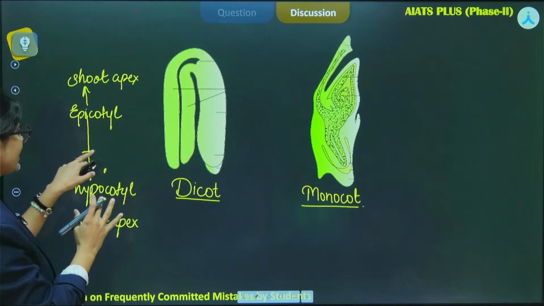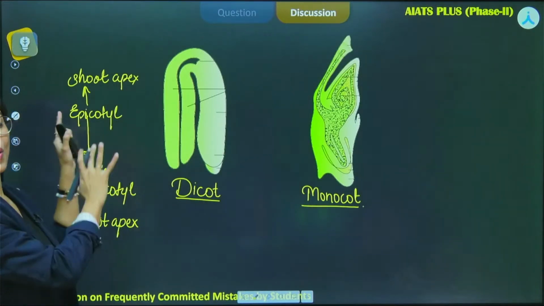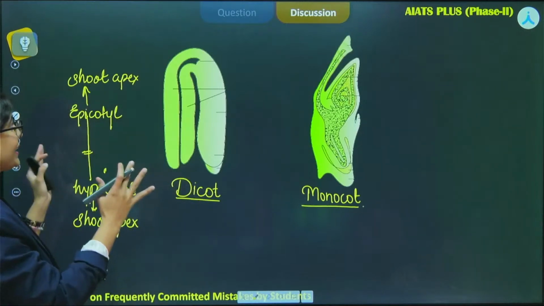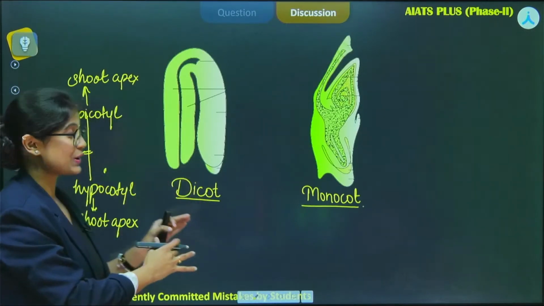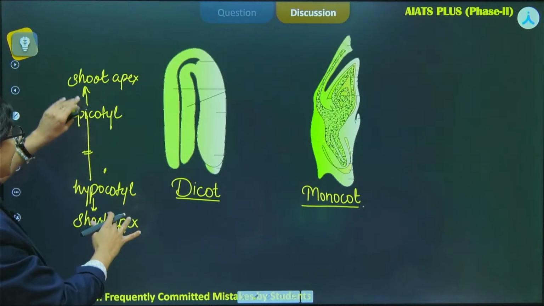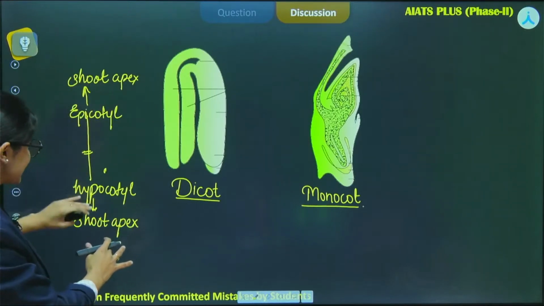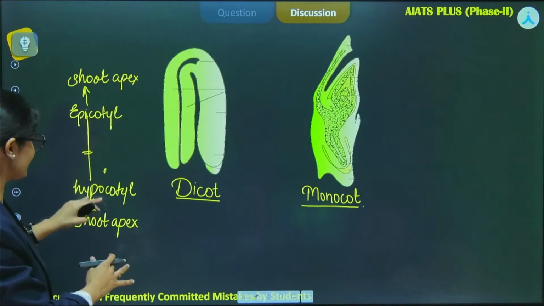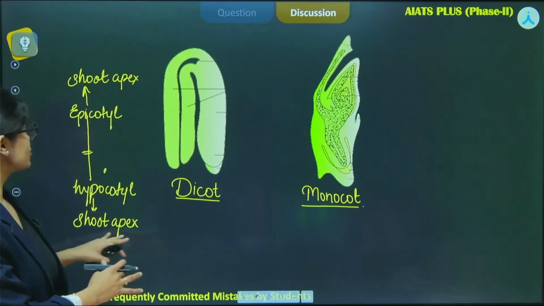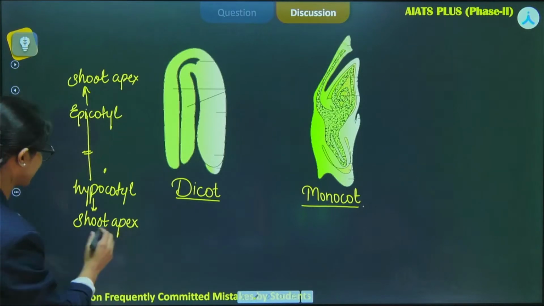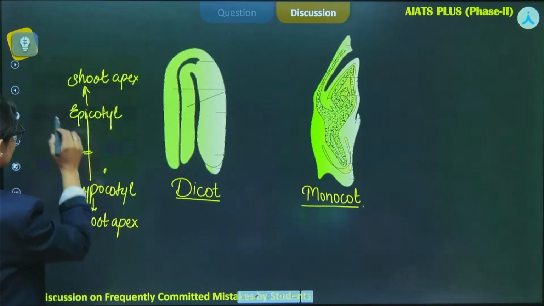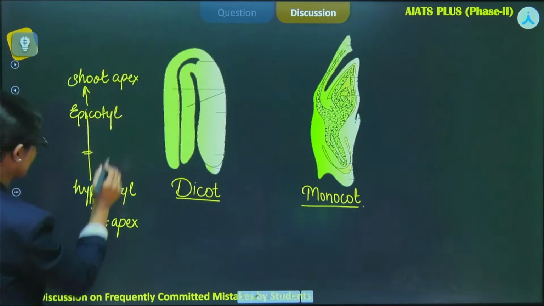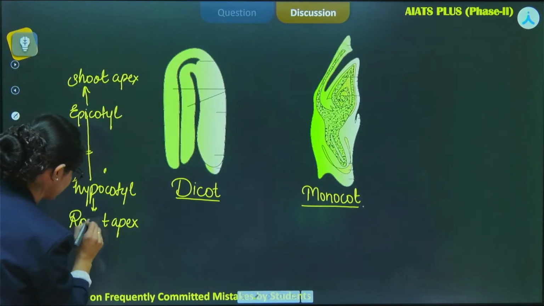Remember, this is the embryonal axis which I had made. This is only for the purpose of explanation. Please don't consider it as a real diagram of the dicot embryo. So above the embryonal axis, epicotyl is present and shoot apex will be formed, and then hypocotyl, root apex is formed. Yeah, it's root, not shoot. I'm so sorry.